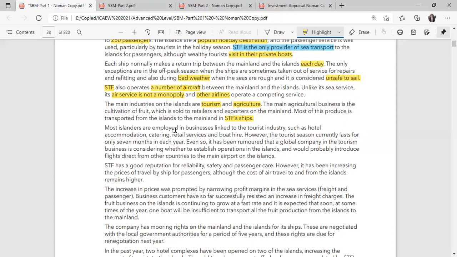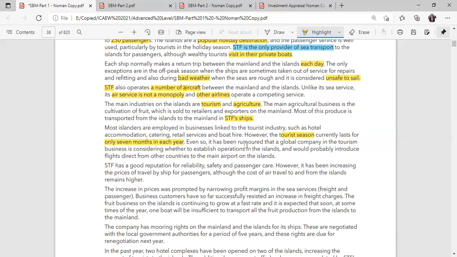Most islanders are employed in business linked to the tourist industry, such as hotel accommodation, catering, retail services, and boat hire. However, the tourist season currently lasts for only 7 months. So here we have some more detail about your tourist season. That is something good as well. So you have a tourist season for 7 months. So what about the remaining 5 months? Obviously, for the remaining 5 months, you can go for agriculture, you can go for other areas as well.